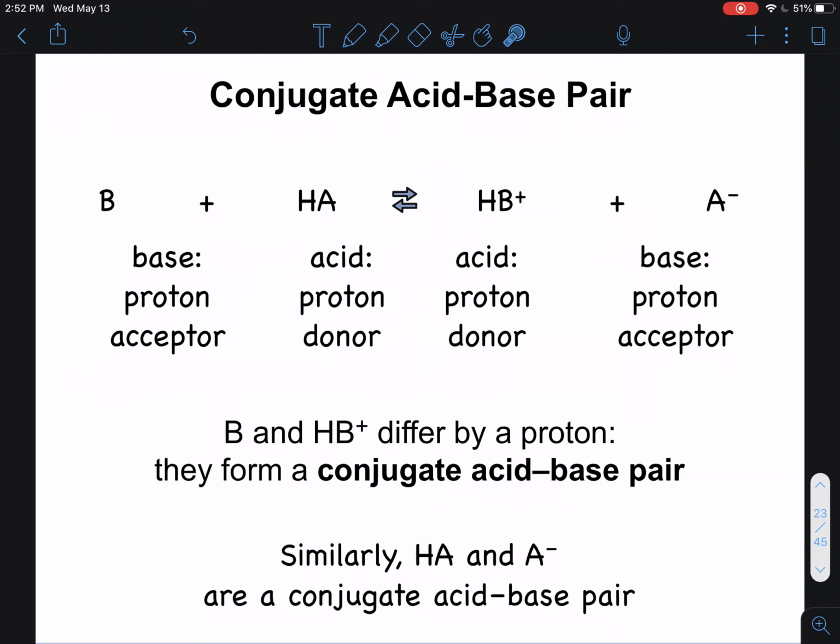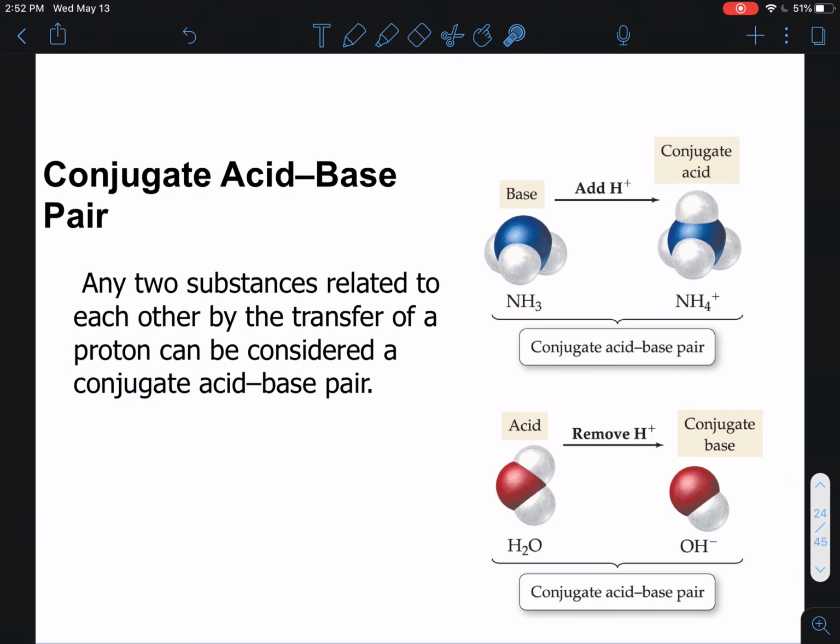So conjugate acid-base pairs all differ by a proton, so to speak. So a base is a proton acceptor, right? A base will go over and, once it accepts a proton, it forms its conjugate acid. An acid is a proton donor. Once it gives up its proton, it becomes a conjugate base. This is where the conjugate acid-base pair comes from. Any two substances related to each other by the transfer of a proton is considered a conjugate acid-base pair.